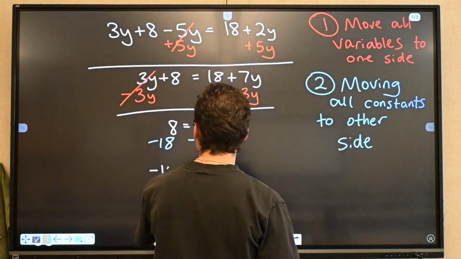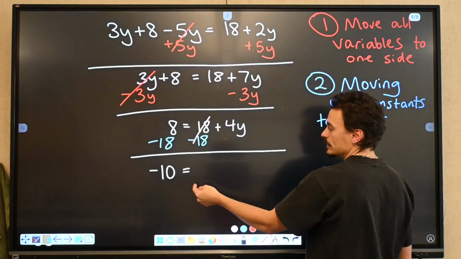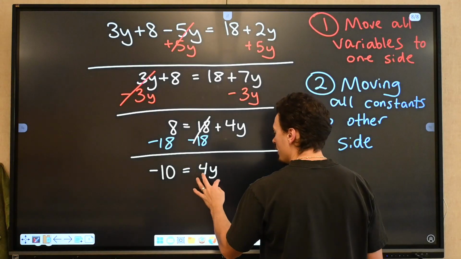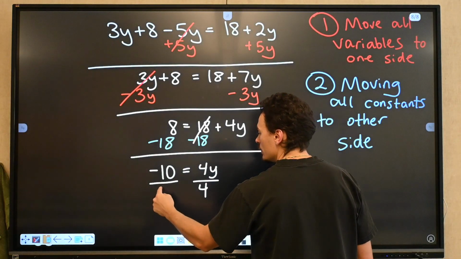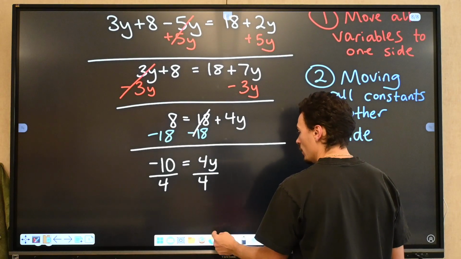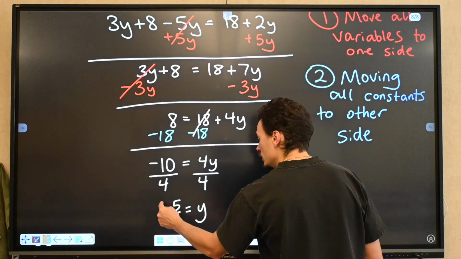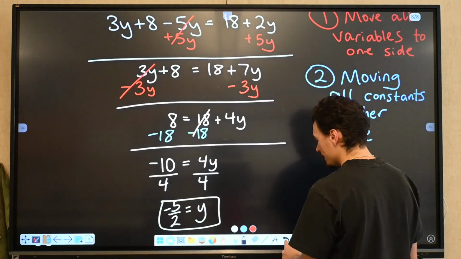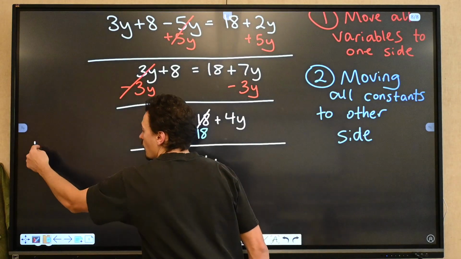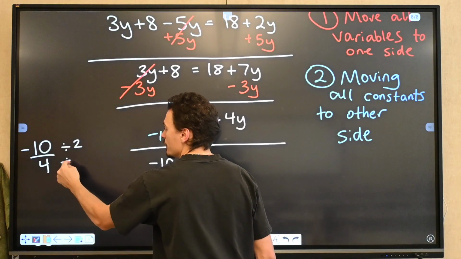Gives me negative 10 equals, these cancel because they're opposites, 4y. Now here's where people might get confused. Right here you need to divide by 4. Okay? And you get y equals -5/2. Okay. How did I get 5/2? Well, I took 10/4 and divided by 2 on the top and on the bottom.